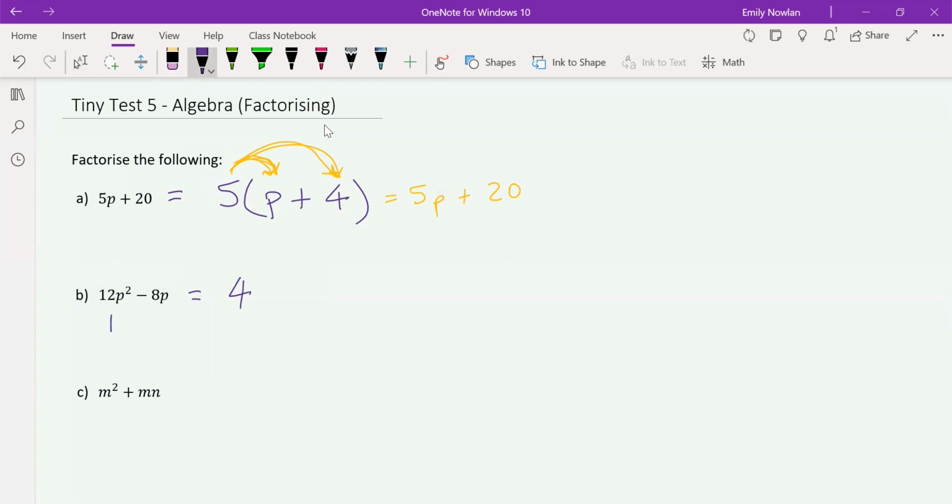This one's different too. We've got a p squared. That's a p times p. And then we've just got a p there as well. So there's a p goes into both of those. So as well as the 4, we need a p out the front as well.